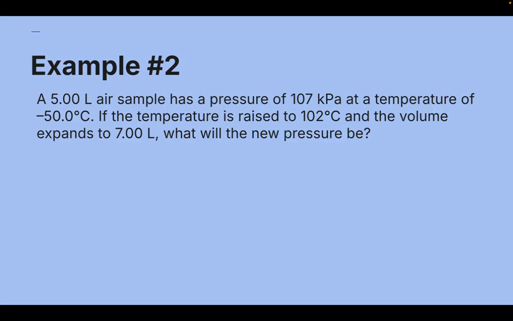For the second example, we have 5 liters of a sample of air at a pressure of 107 kilopascals and a temperature of negative 50 degrees Celsius. If the temperature is raised to 102 degrees Celsius and the volume expands to 7 liters, what will the new pressure be?